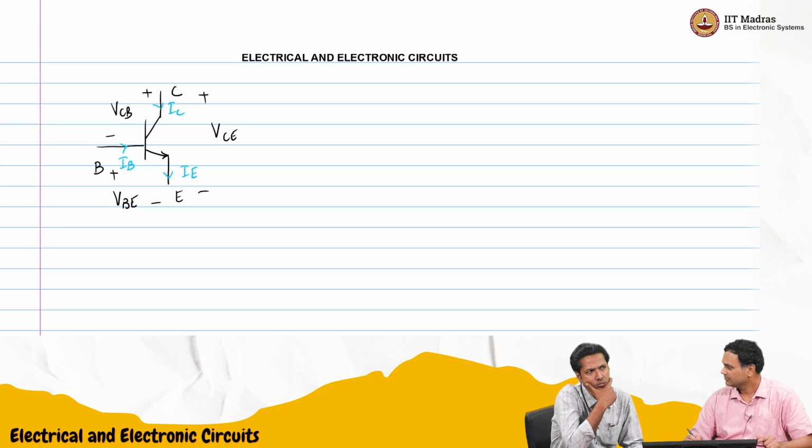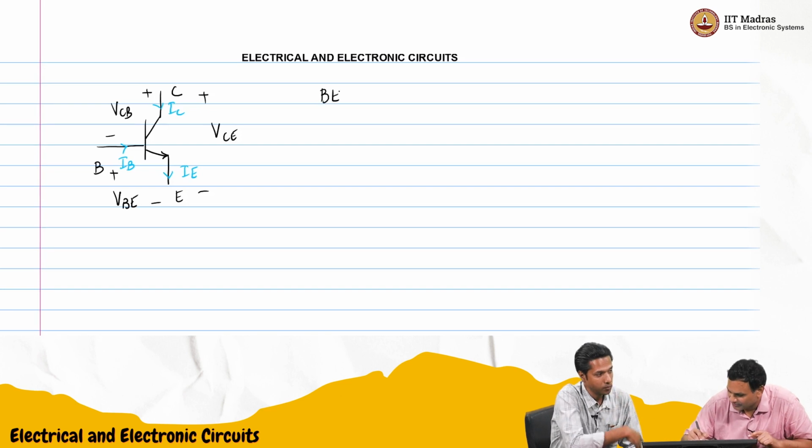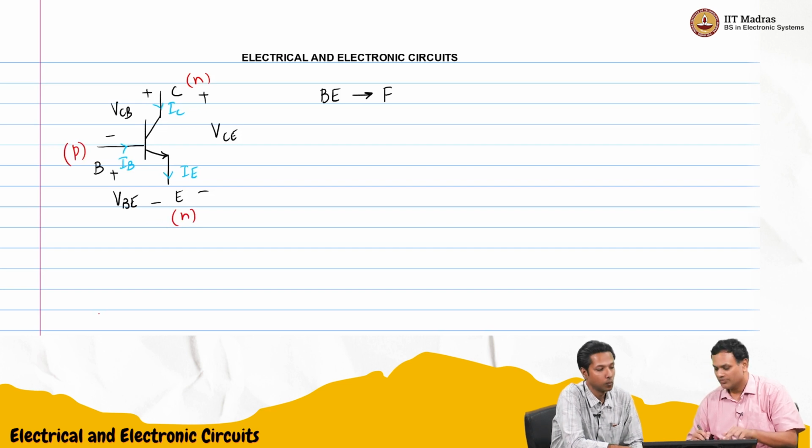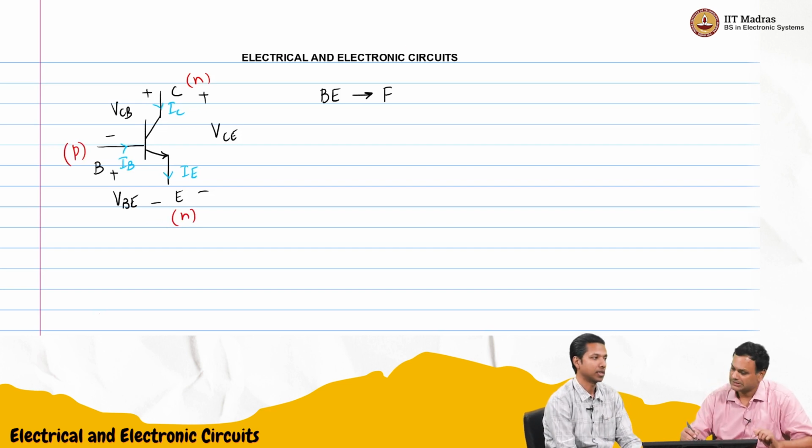And the junction that is forward biased is the base emitter junction, technically for an NPN. So we'll also mark that. I'll use a different color: N, P, N. So in this case, the PN junction, the base emitter junction, is forward biased.